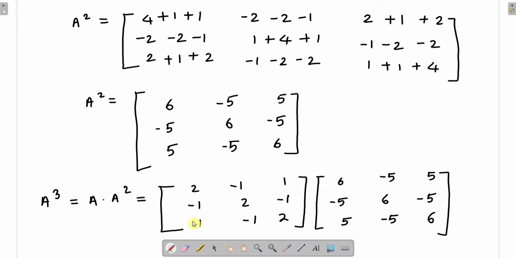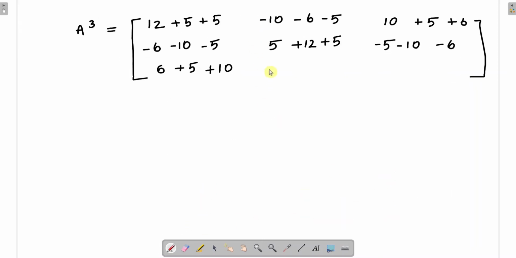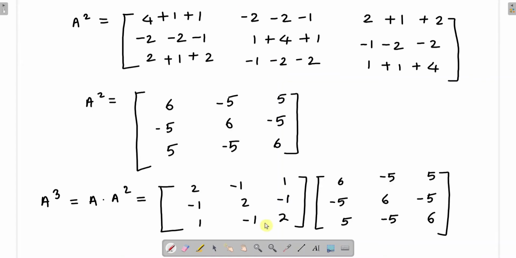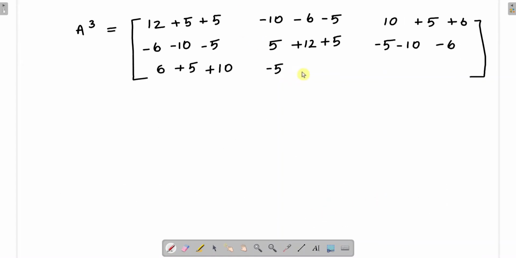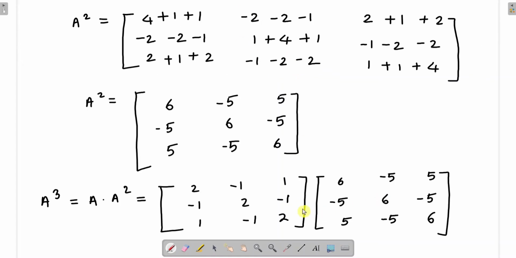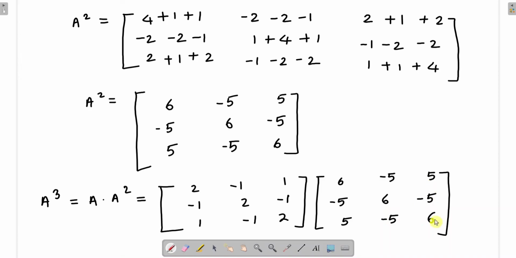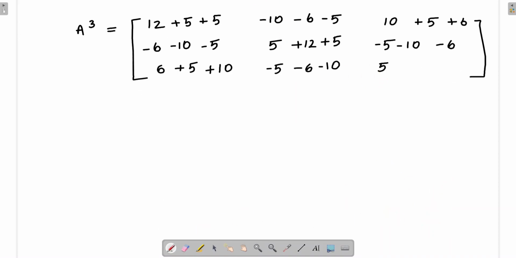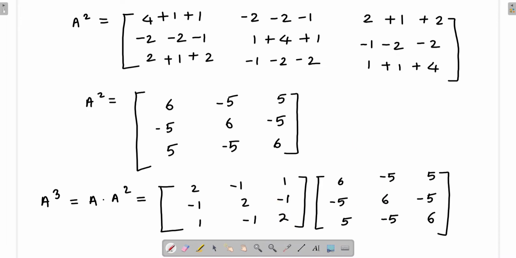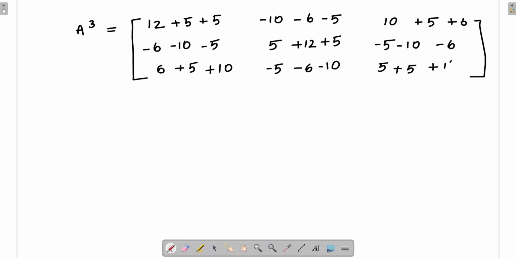Third row second column: 1 times minus 5 will be minus 5, minus 1 times 6 will be minus 6, 2 times minus 5 will be minus 10. Now third row third column: 1 times 5 will be 5, then minus 1 times minus 5 will be plus 5, and 2 times 6 will be plus 12. Okay, so let us see what is A cube now.